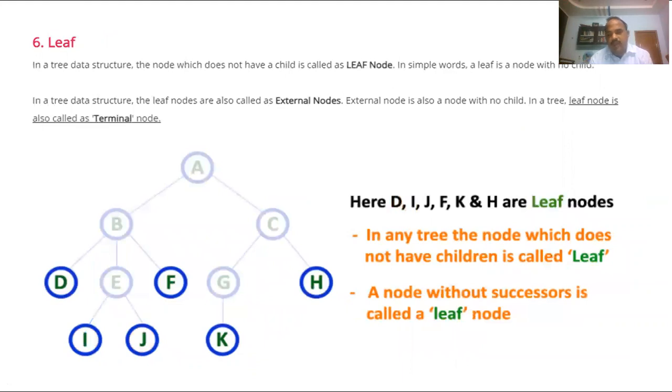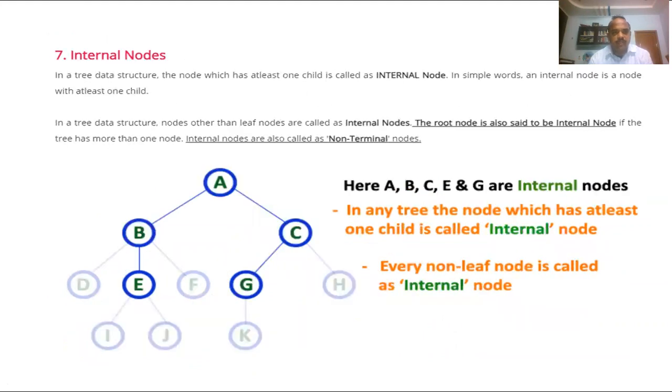Leaf nodes, who are the final nodes? Those with no connections further down are called leaf nodes. D, I, J, F, K, H. These are the leaf nodes in this tree. Internal nodes, what are the internal nodes? A, B, C, E, G. These are the internal nodes. These have some child nodes. That's why they are called internal nodes. H is not an internal node, K is not, F is not, J is not, I and D are not internal nodes. Those are the leaf nodes, final nodes.